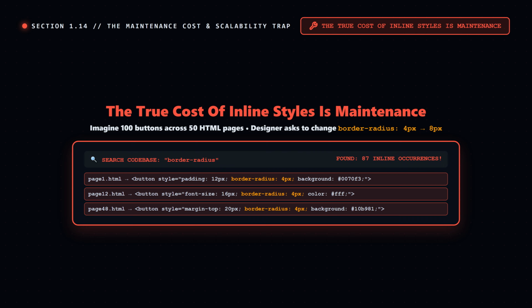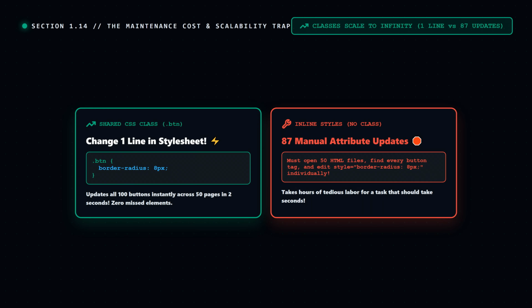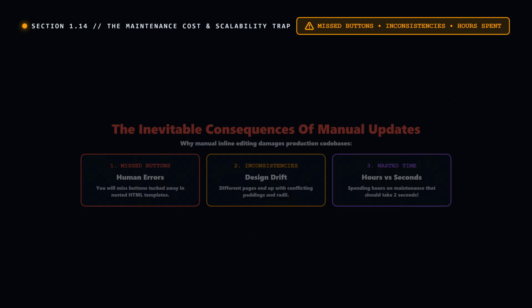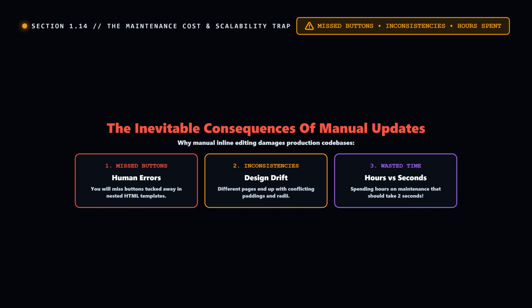Imagine you have 100 buttons across 50 pages, each with its own inline styles. The designer decides the border radius should change from 4 pixels to 8 pixels. If those buttons used a shared CSS class, you'd change one line in a style sheet and be done. With inline styles, you must find every single button, every single instance of that attribute, and manually update each one. You will miss some. You will introduce inconsistencies. You will spend hours on a task that should take seconds.